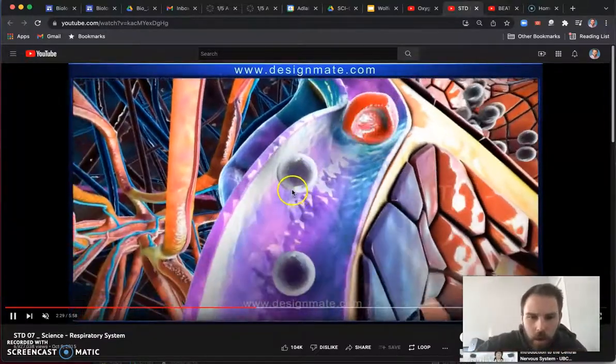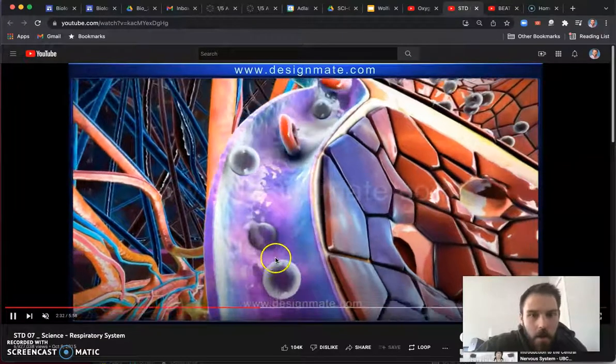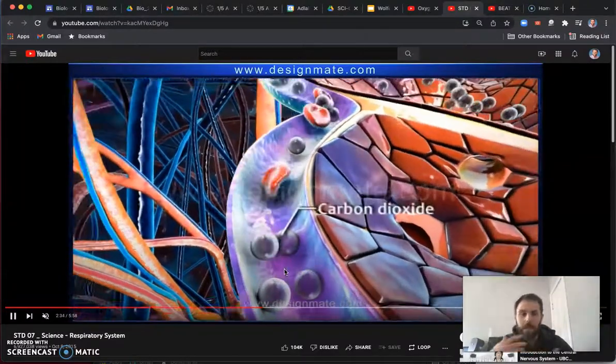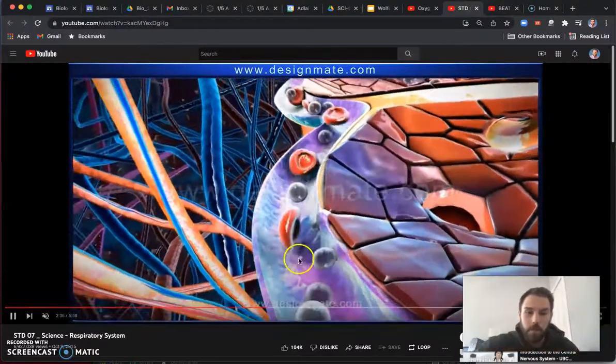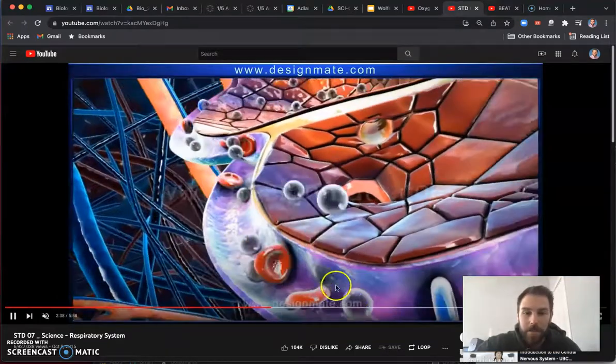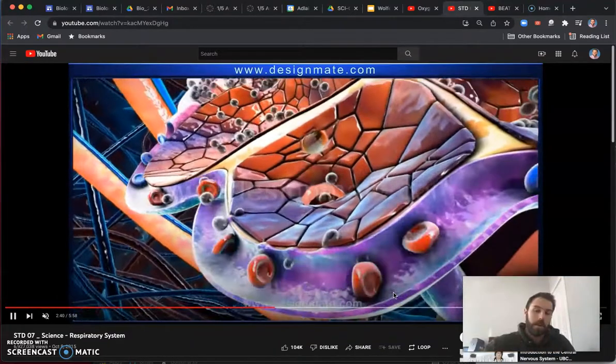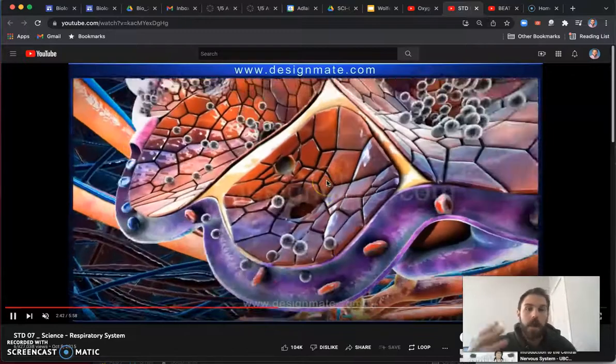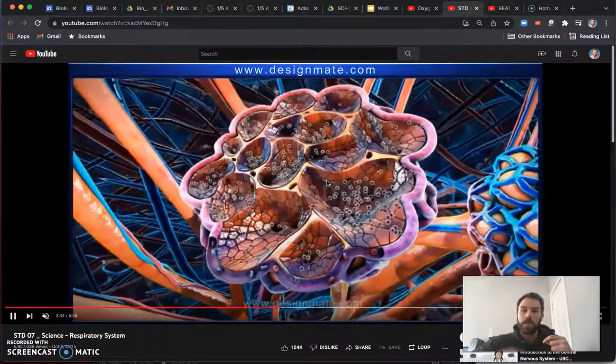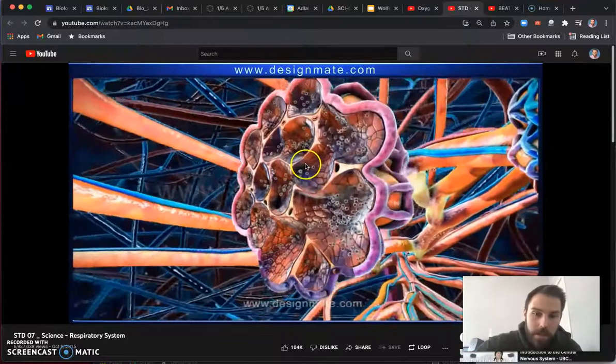Now, see these gray dots right here? That's carbon dioxide. So that's what your cells made from cellular respiration. They've got to get rid of it, and there's a lot in your bloodstream. So those diffuse out of your bloodstream into your lungs. This process is happening at the same time. Oxygen's going into your blood. CO2 is going out of your blood into your lungs.